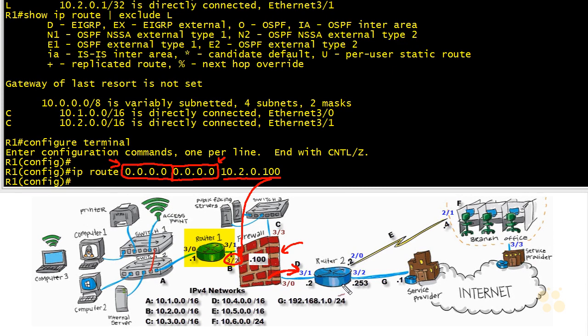And that's why, my friends, it would also be a very good idea for us to configure a default route on R2. So if it receives packets for the internet, it also will know how to go ahead and forward those packets.